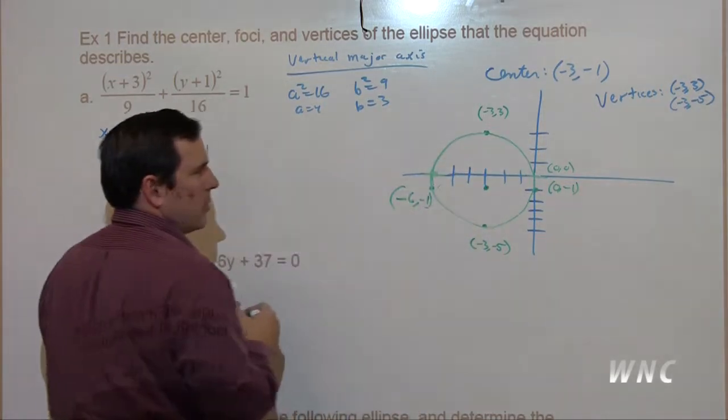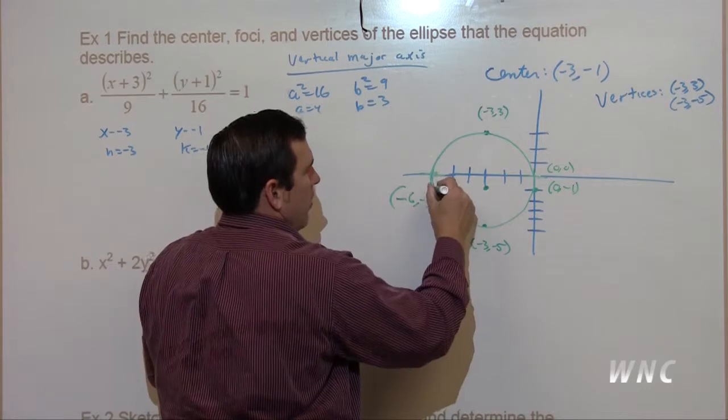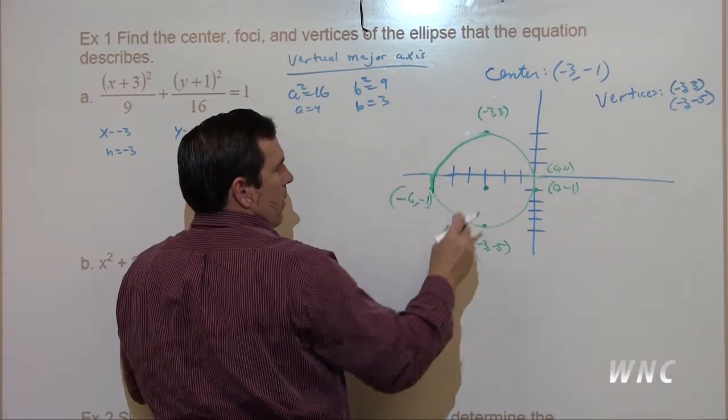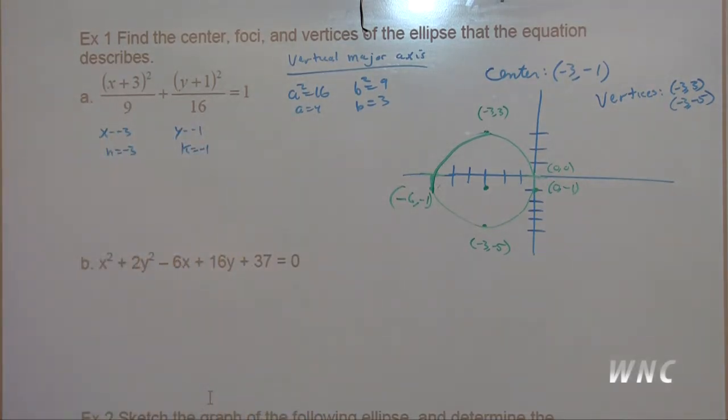So it looks circular, but it's not. It is a little more stretched this way than that. I probably need to start coming up like this here. Okay. So we have the center. We have the foci. Oh, we don't have the foci. We have the vertices. Let's get the foci.